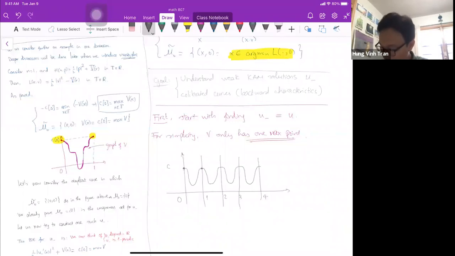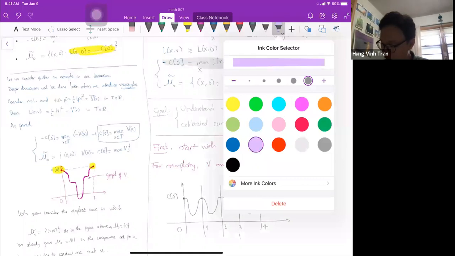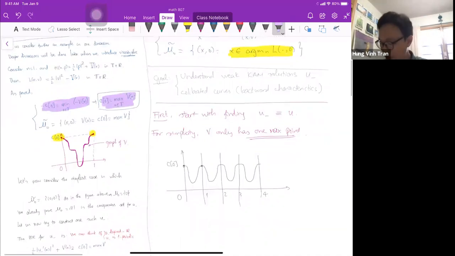So this is going to be our C naught, right? Because as you see, the definition is that minus C naught is the mean of L x0. Translated into this example, you would have minus C naught is the mean of minus V, so that means C naught is the max of V. So we have been able to find that's our C naught, the max of V at those points.